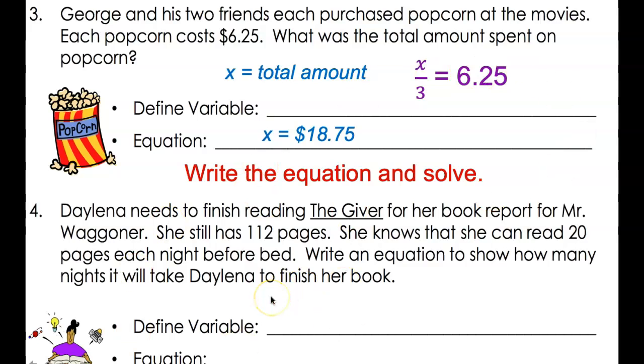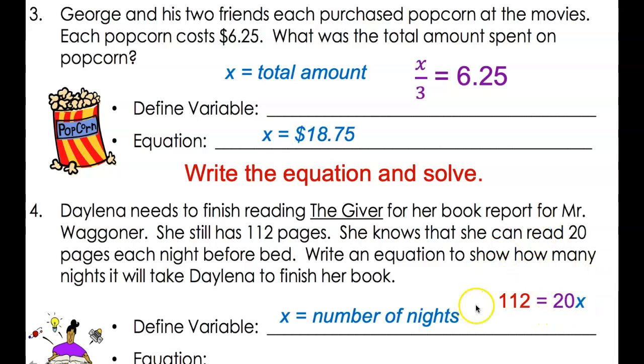Number 4. The question is how many nights it will take to finish the book. Okay, so x represents the unknown value. The equation is 112. Again, I went back to putting the total number at the left side. So she has a remaining number of pages 112, and she knows that she can read 20 per night. So how many more nights does Dylena need to be able to finish reading the book?